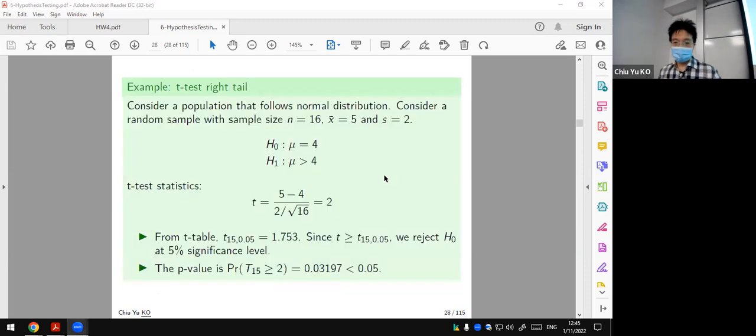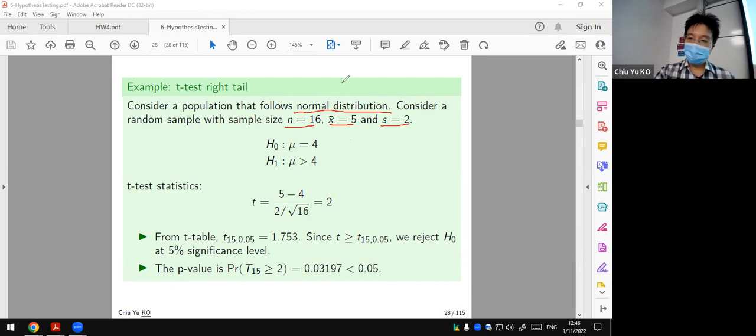Now I guess I should talk about the example. Suppose a population follows normal. So remember, the normality is important. And we consider a random sample with sample size 16, sample mean is 5, and S is 2. So make sure that the only assumption we make is that the population is normal. Everything else comes from the sample.